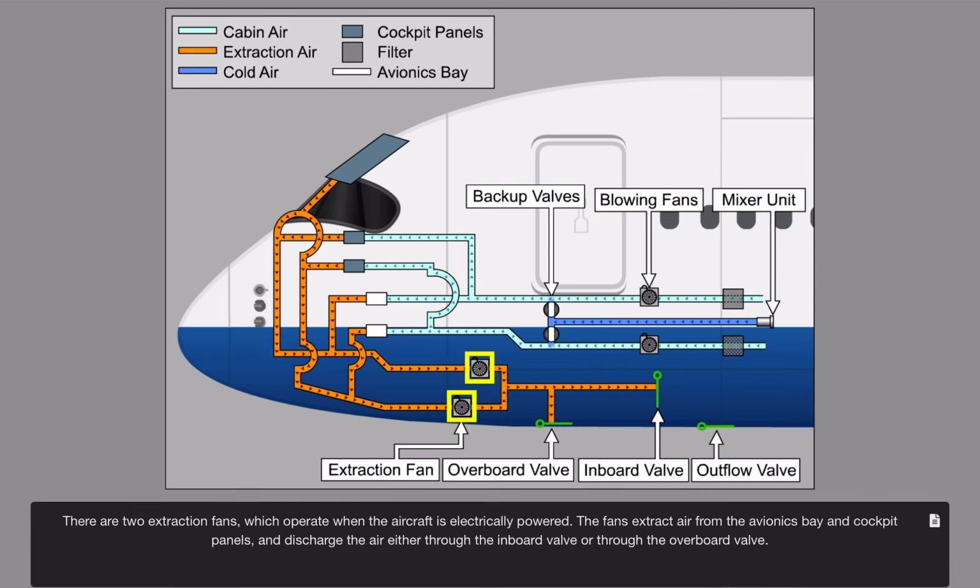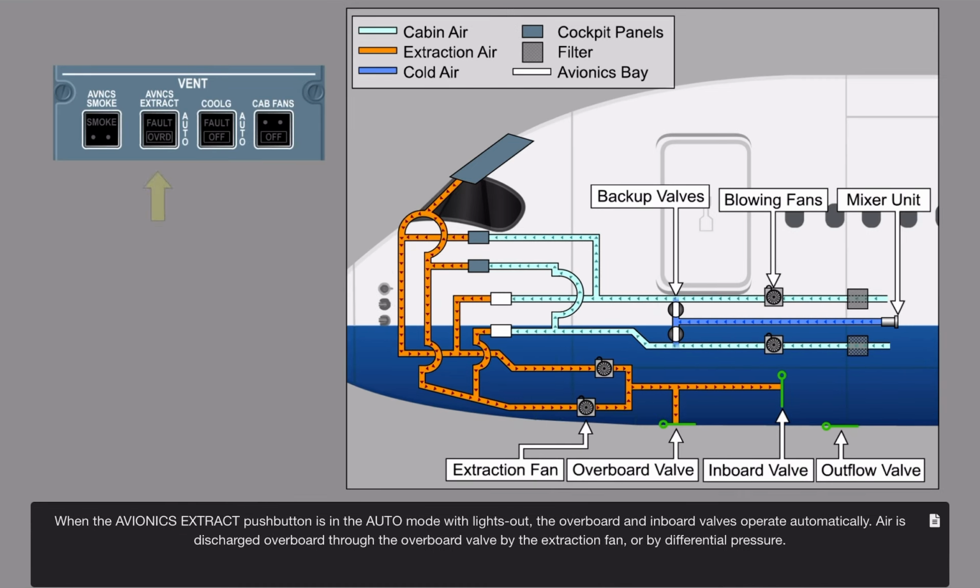There are two extraction fans which operate when the aircraft is electrically powered. The fans extract air from the avionics bay and cockpit panels and discharge the air either through the inboard valve or through the overboard valve. When the avionics extract push button is in the auto mode with lights out, the overboard and inboard valves operate automatically. Air is discharged overboard through the overboard valve by the extraction fan or by differential pressure.